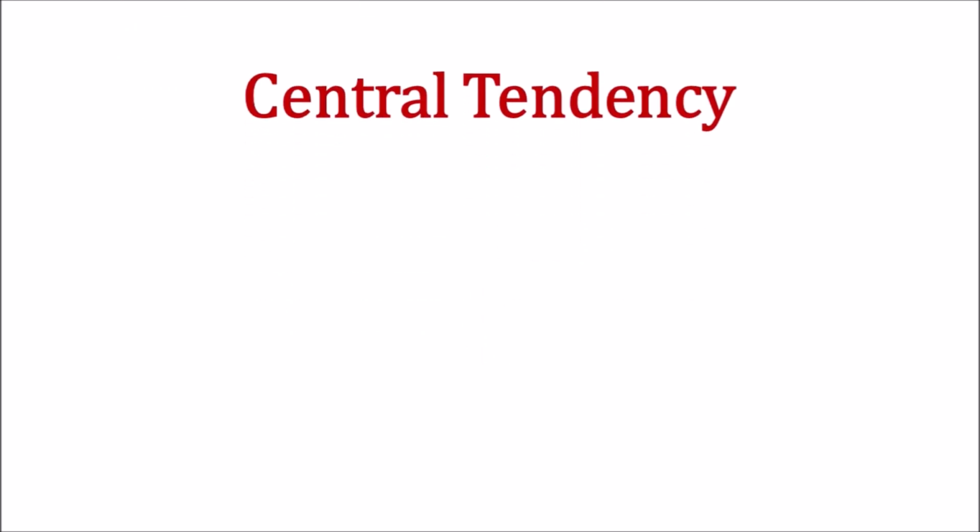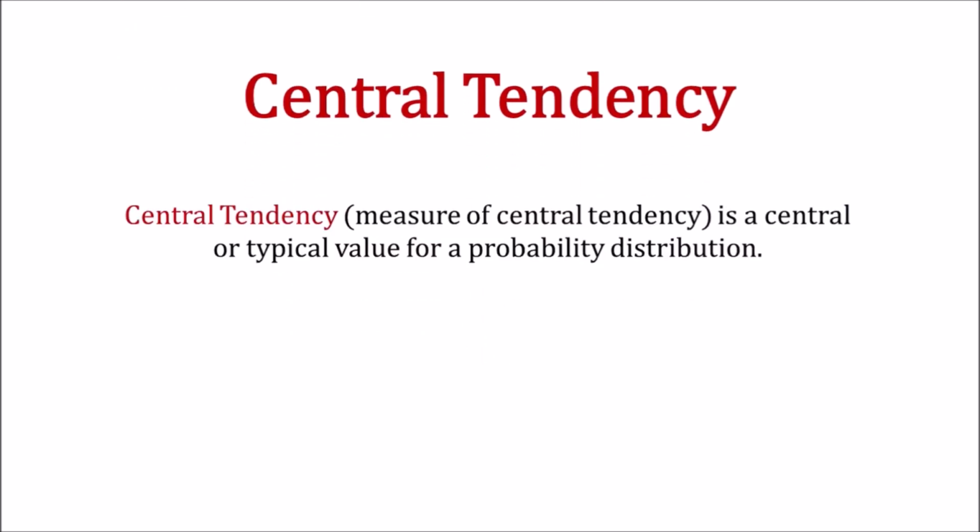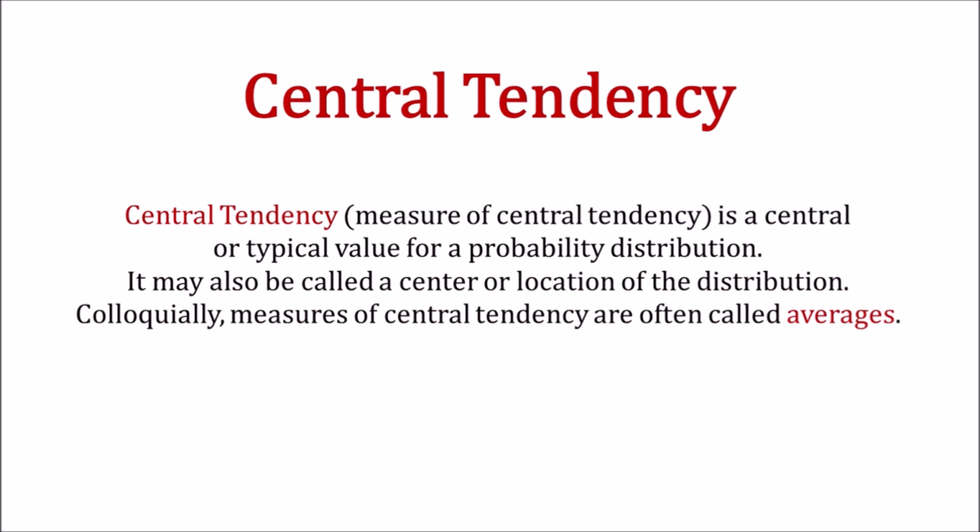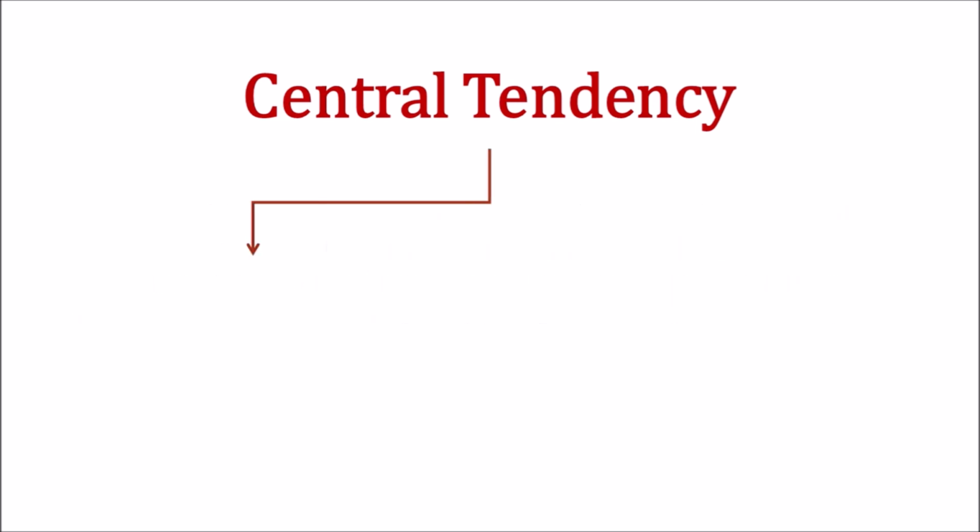First, central tendency. Central tendency, or measure of central tendency, is a central or typical value for a probability distribution. It may also be called a center or location of the distribution. Colloquially, measures of central tendency are often called averages. There are three values of central tendency: mean, median, and mode.